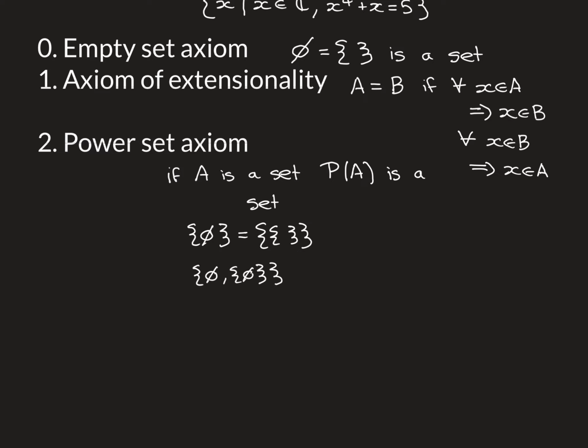The next axiom then is what we'll call the power set axiom. And this says that if you have a set A that is allowed within our theory, then the power set of that set A is also allowed within the theory. So it's okay, you'll let that be a set as well.